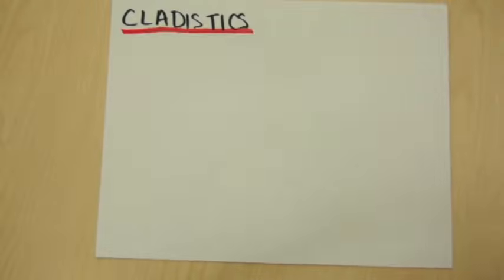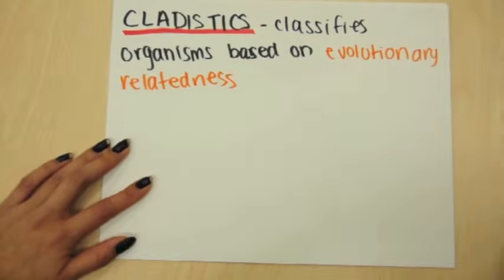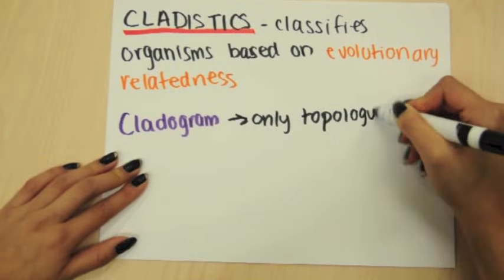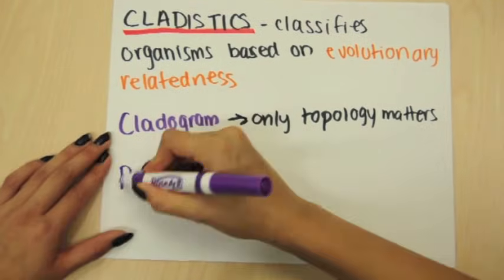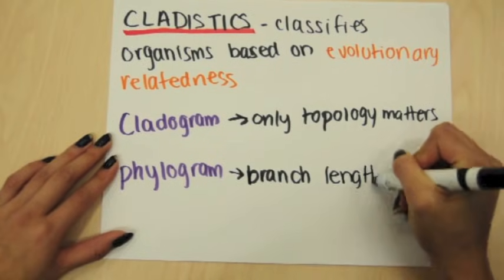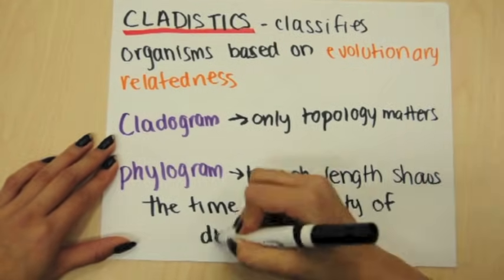Moving on to cladistics. Cladistics is a term used for classifying organisms based on evolutionary relatedness or shared characteristics. In a cladogram, the branch lengths are not significant. Only the topology, the order of branching, matters. In a phylogram, the branch lengths are significant. They show the time or quantity of divergence.